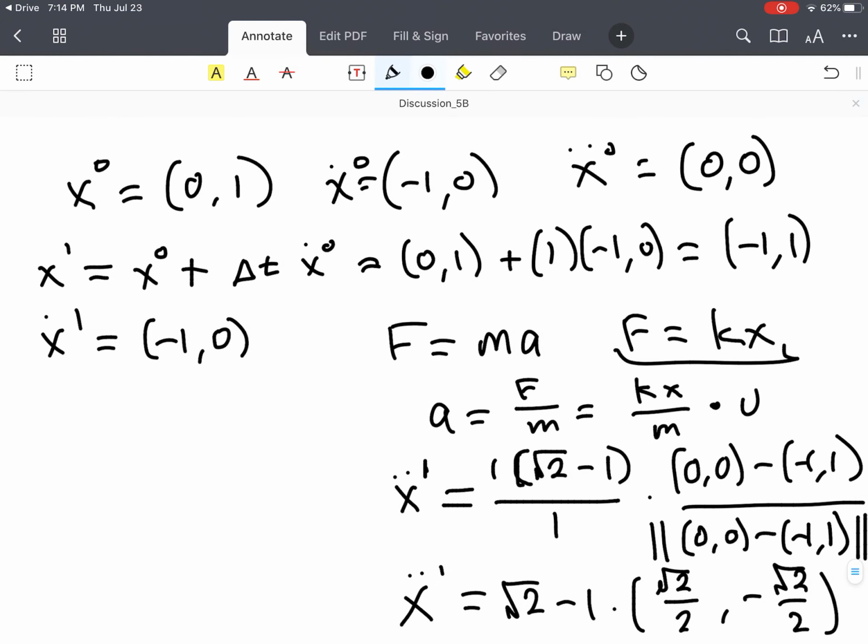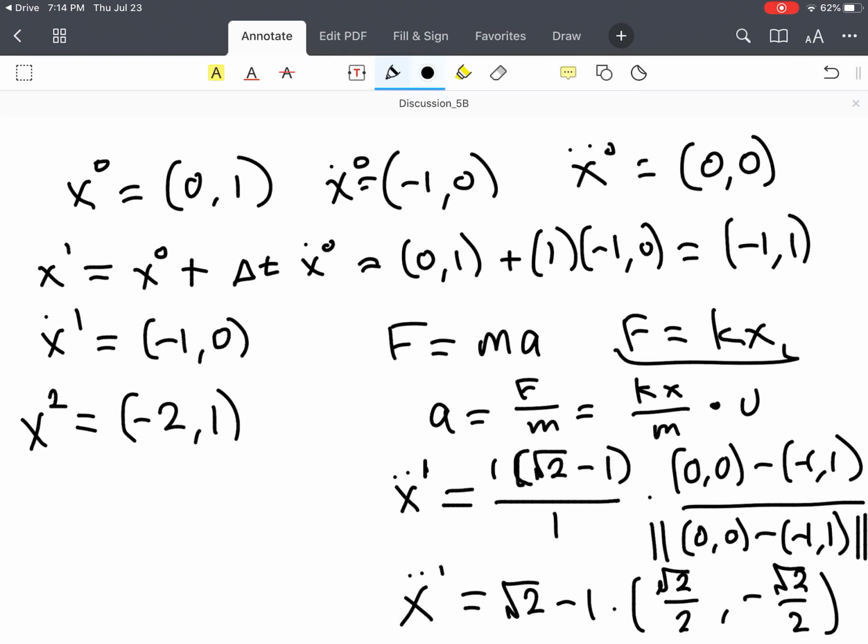So what are we interested in next? Now we want the position at time 2, right? And this is very similar to what we did up here. We're going to take the position, delta t, add the velocity. So position is now negative 1, 1. Delta t is still 1. Velocity, you can see, is negative 1, 0. So this is going to be negative 2, 1, right? Nice and easy.